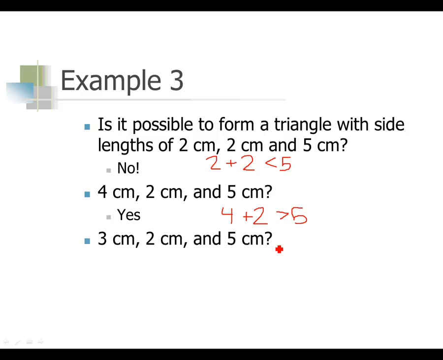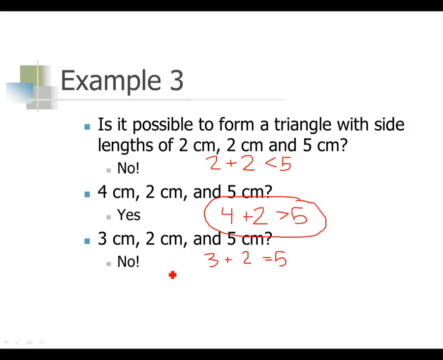So one more set. 3, 2, and 5. No is correct, because if you add 3 plus 2, that equals 5. And our previous theorem said it had to be greater. Less doesn't work, equal doesn't work. So the only time you're going to be able to say yes on these is like this middle one. If your number plus your number is greater than that third side, then yes, it'll work out. If it's less or if it's equal, you'll say no.